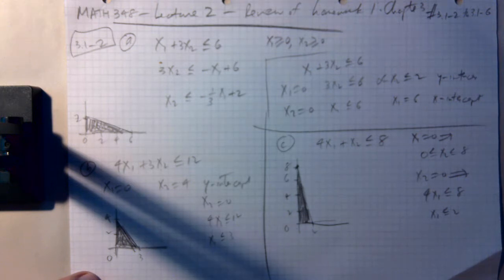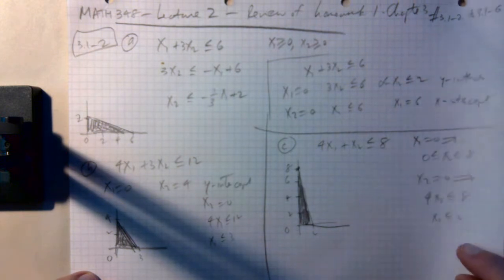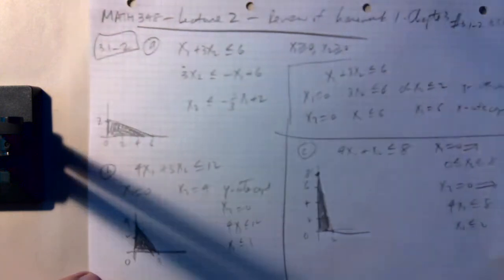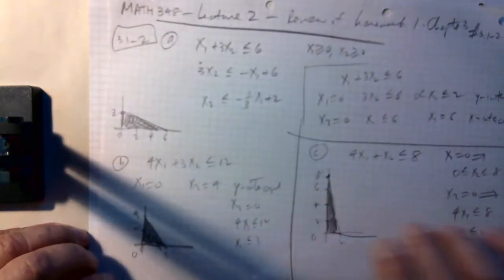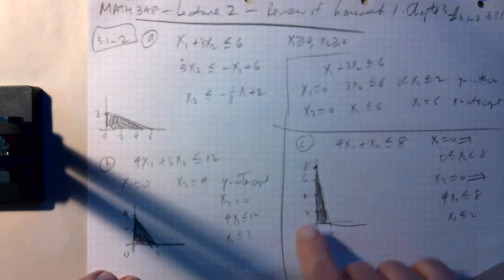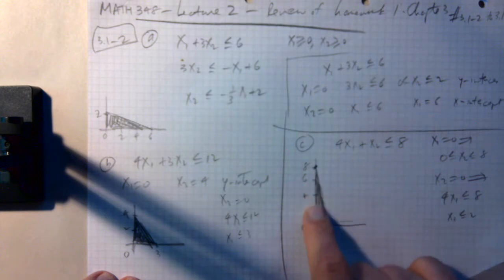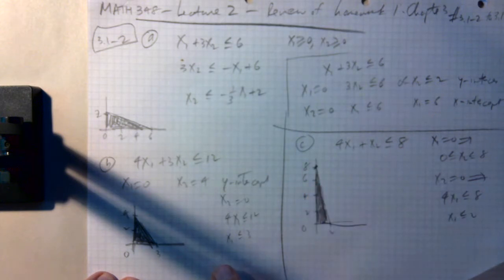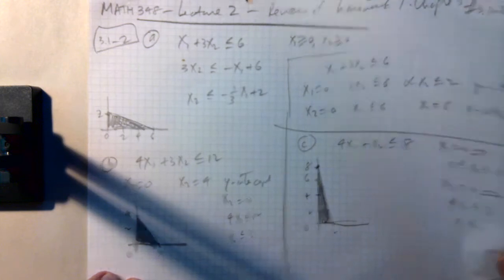Now, part D, combine these constraints into a single graph to show the feasible region for the entire set of functional constraints. So let's do that. The highest value on the x2 axis is 8. The largest value on the x1 axis is 6. So let's take a look and see what we have.